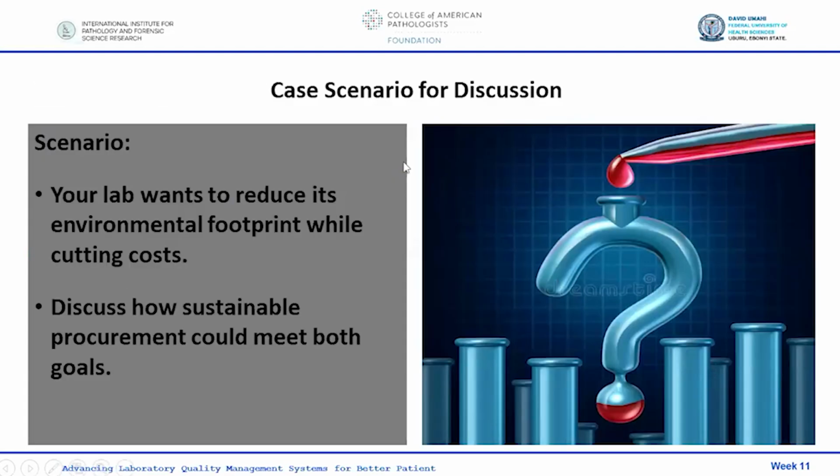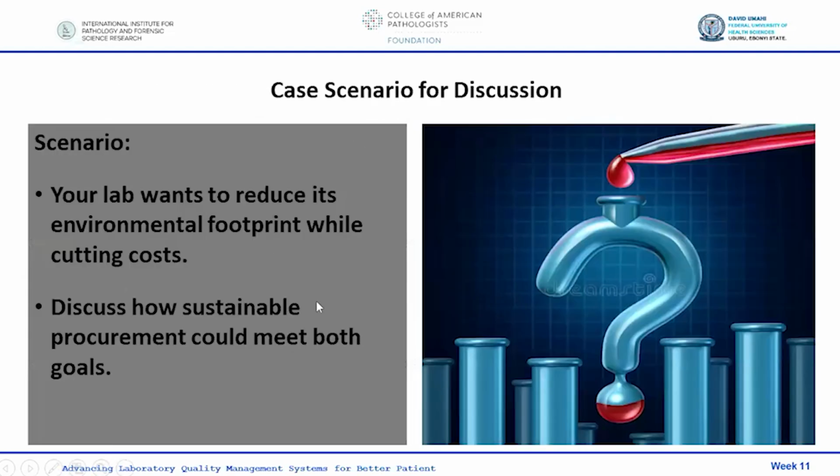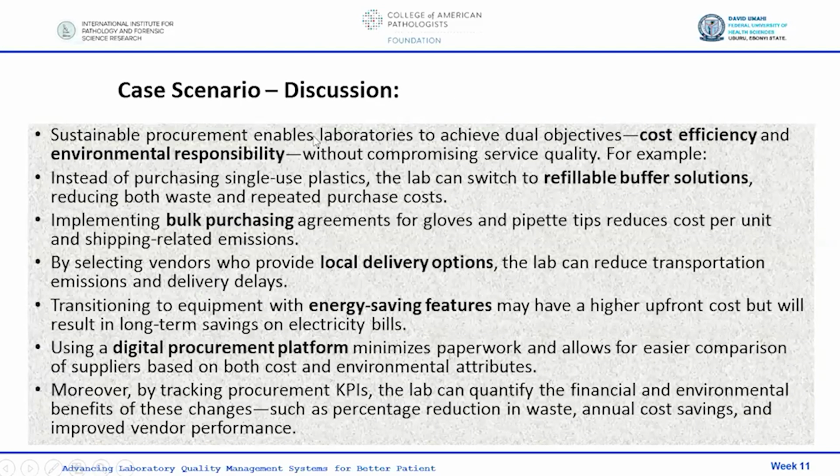So let's look at this case scenario. Your lab wants to reduce its environmental footprint while cutting costs. Discuss how sustainable procurement could meet both goals. In other words, how would sustainable procurement meet the dual goals of reducing environmental footprint and at the same time cutting costs? So let's look at the discussions.